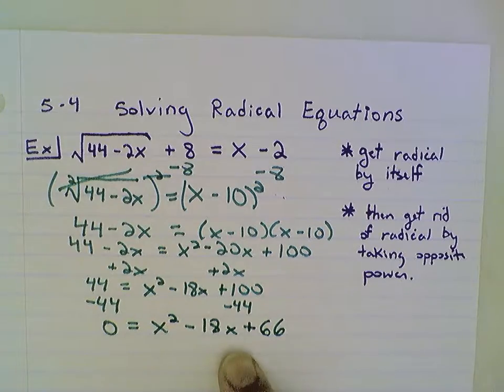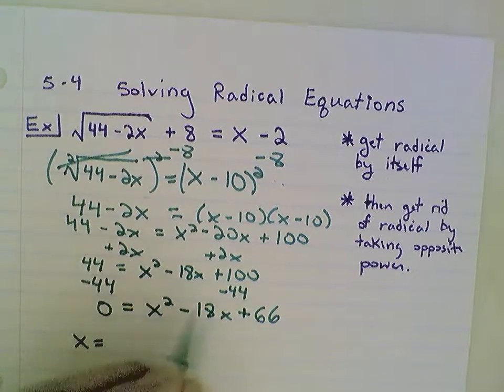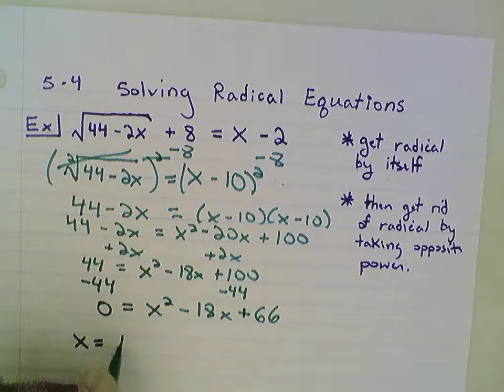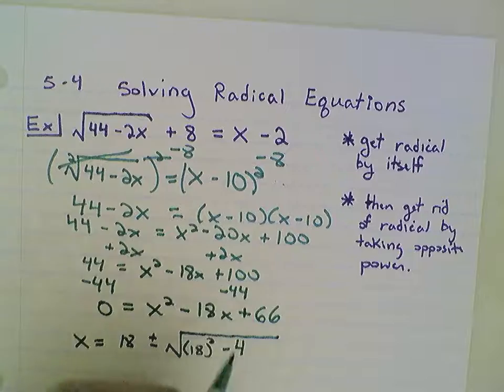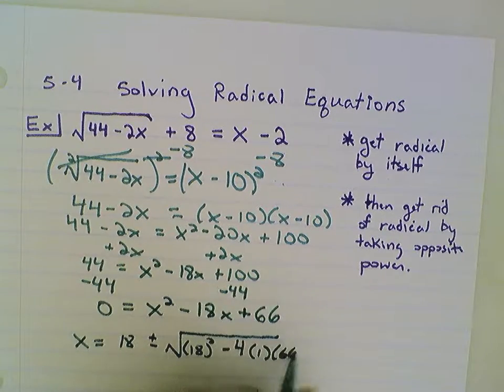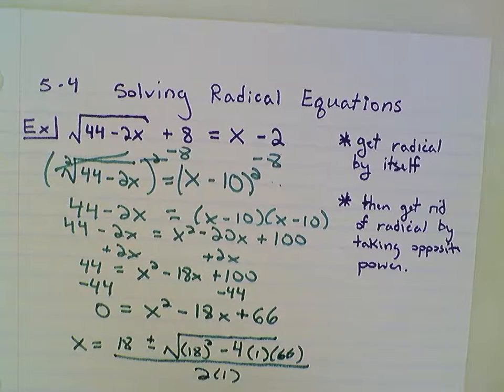And then at this point I want to work on factoring it if I can. So if I see easy factors to use, I want to go that route. Or I could always use the quadratic formula, which is x equals the opposite of my b value, which is 18, plus or minus the square root of b squared, so 18 squared, minus 4 times my a times my c, all over 2 times my a. And then I'll just want to simplify this to find my answer.